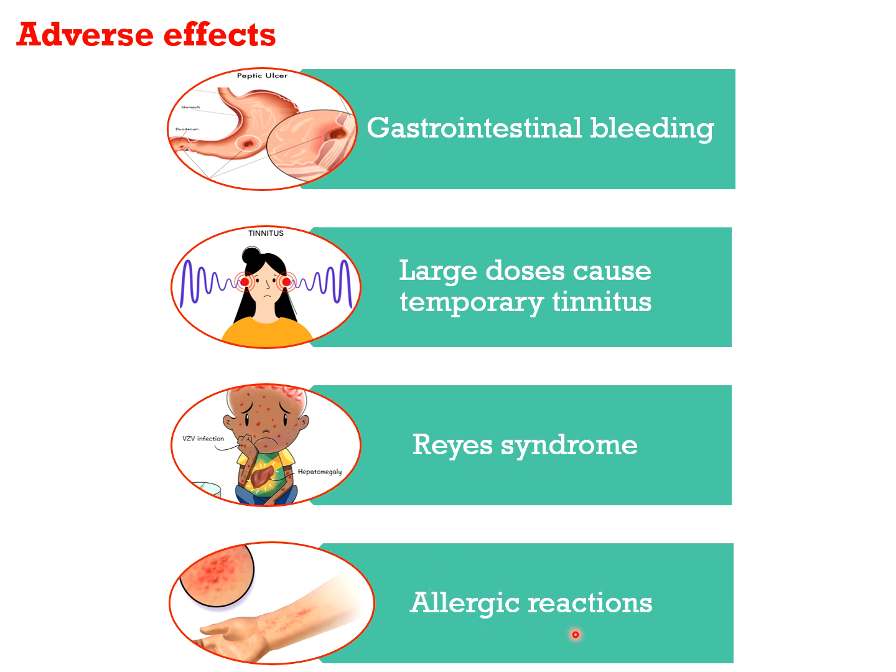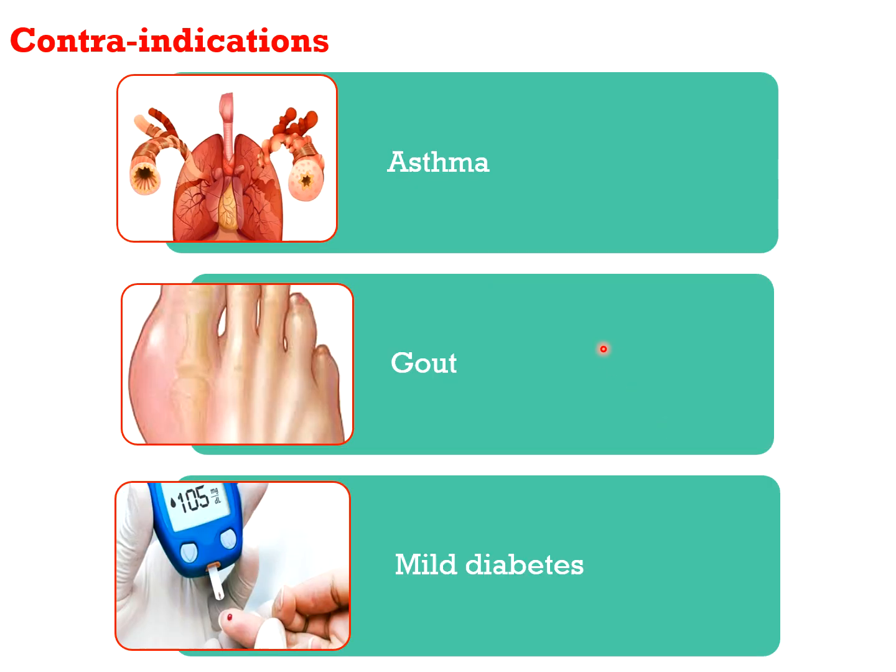Next are allergic reactions. Aspirin can cause hypersensitivity reactions. Then contraindications, when we should avoid it. In case of asthma: patients who already have asthma have bronchospasm and difficulty in breathing. If you administer aspirin, it will again cause bronchospasm, so it causes an asthma attack, so we should avoid it in case of asthma.